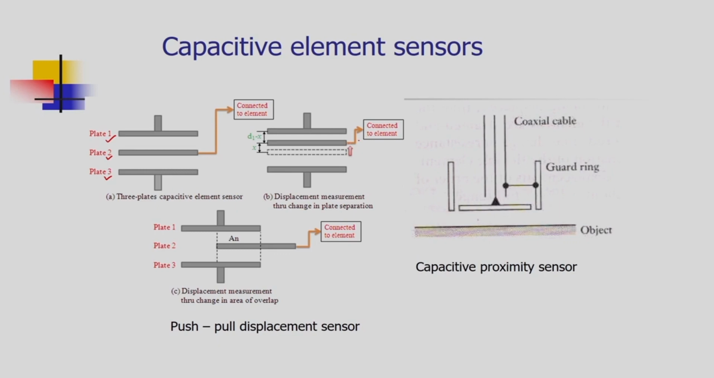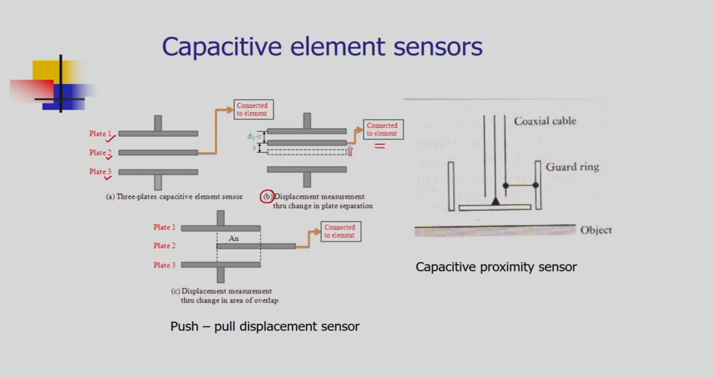Now, the second plate is attached to the element of which we need to measure the displacement. In this figure B, you can see the middle plate has been moved in an upward direction, closer to the top plate. So, when we are moving it upward, there is an increase in separation distance between plate number 2 and plate number 3, and a decrease in separation distance between plate 1 and plate 2.